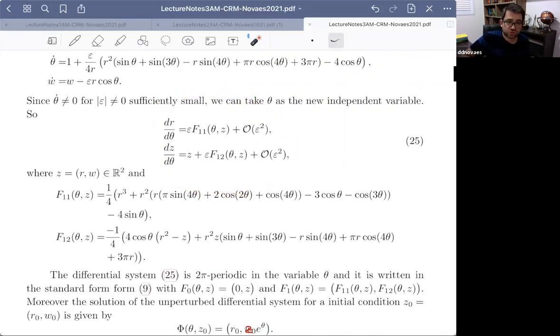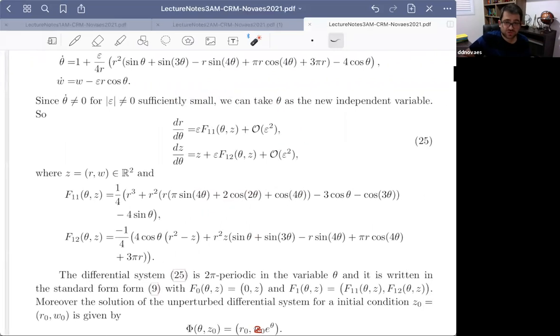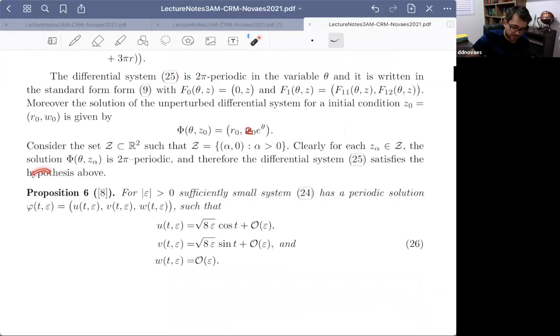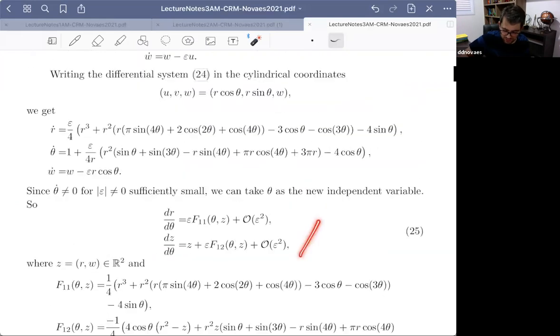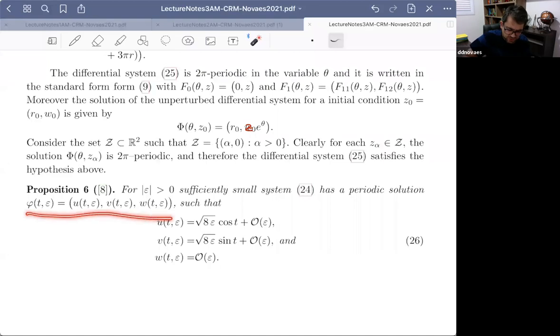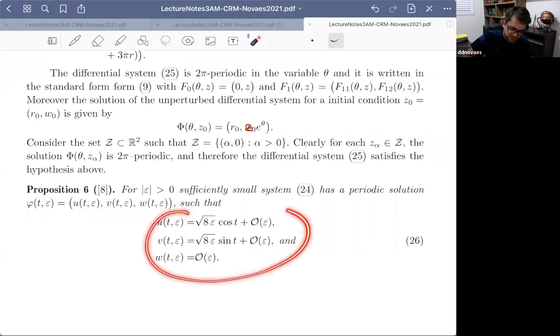Then we can use the results of the previous works that I have showed in order to obtain this proposition, for instance. So we can ensure that for epsilon positive sufficiently small, this differential equation and consequently this vector field has a periodic solution satisfying this property.